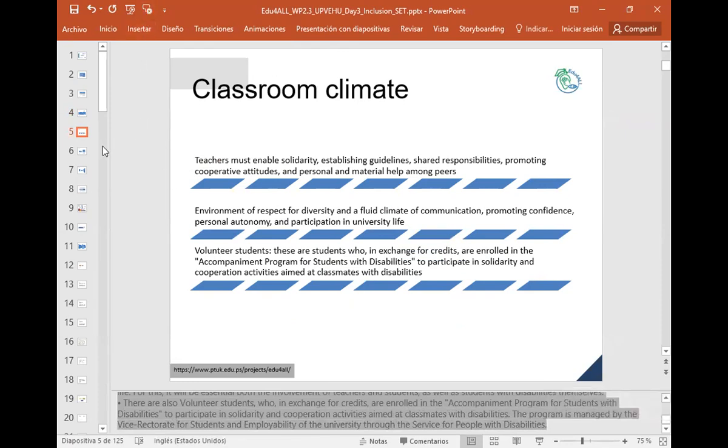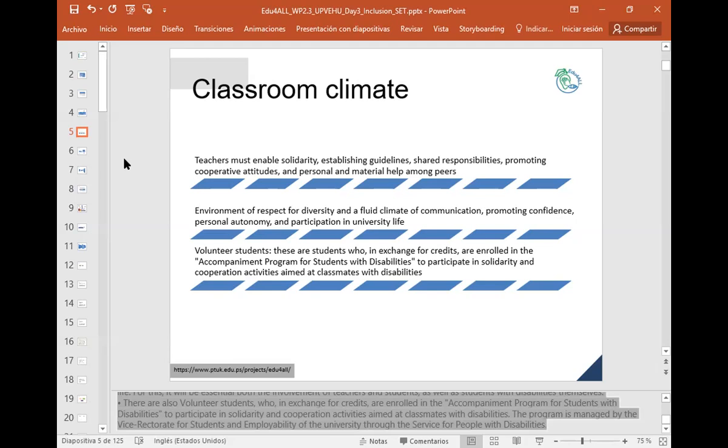Regarding the classroom climate, given the needs that students with disabilities may present, teachers must enable solidarity, establishing guidelines, shared responsibilities, promoting cooperative attitudes, and personal and material help among peers. In this sense, the teaching figure, the relationships established, and the attitude adopted towards students with special educational needs will be decisive.